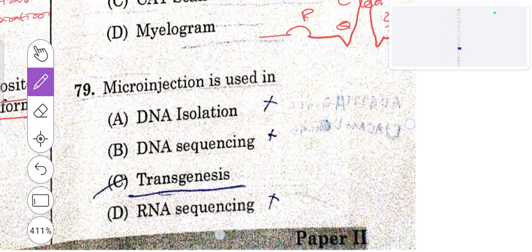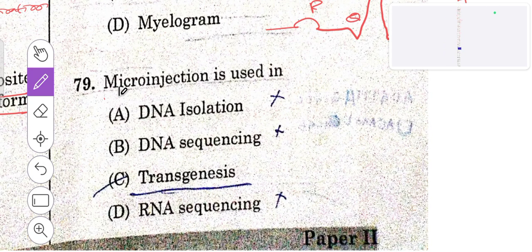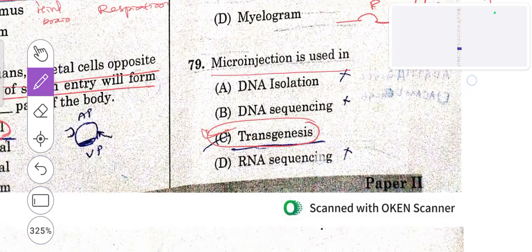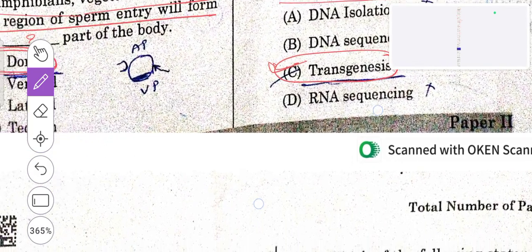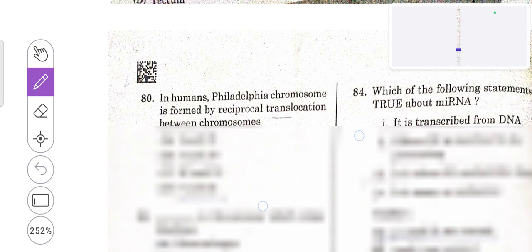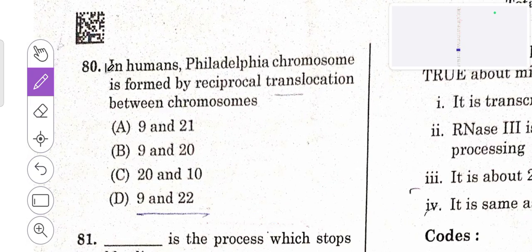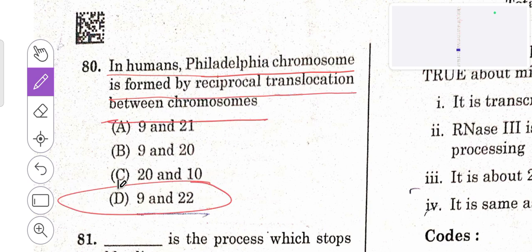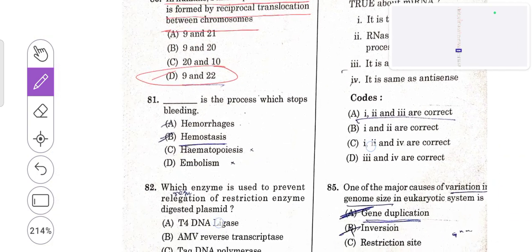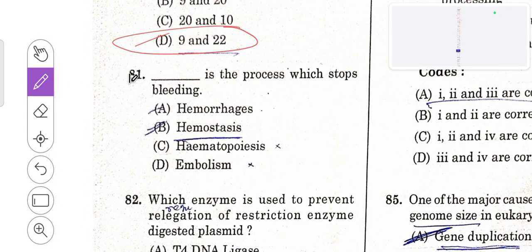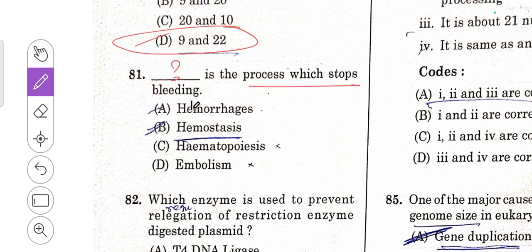Then 79, microinjection is used in transgenesis, formation of a transgenic animal, while the addition of the foreign body and introducing into the host one. So 80th question. In humans, Philadelphia chromosome is formed by reciprocal translocation between chromosome 9 and 22. Sorry, 22. 81, dash is the process which stops bleeding, that is hemostasis.